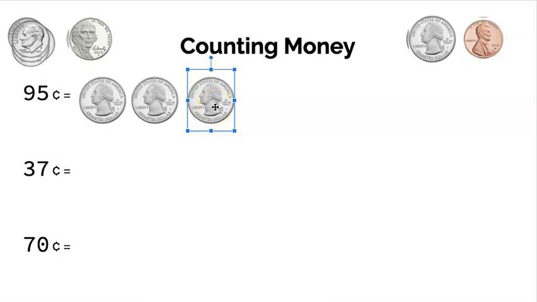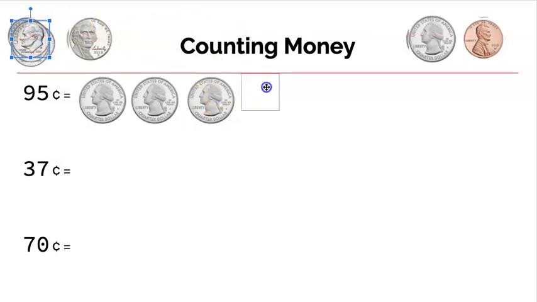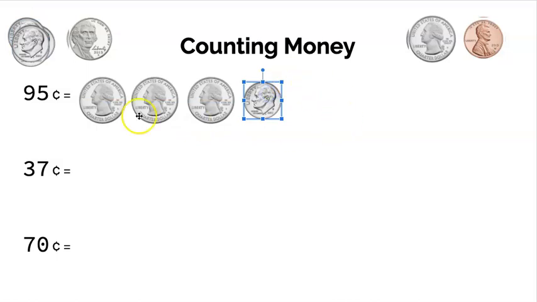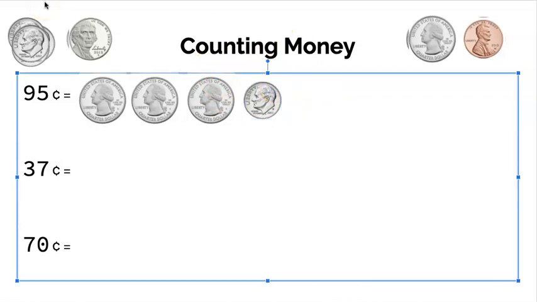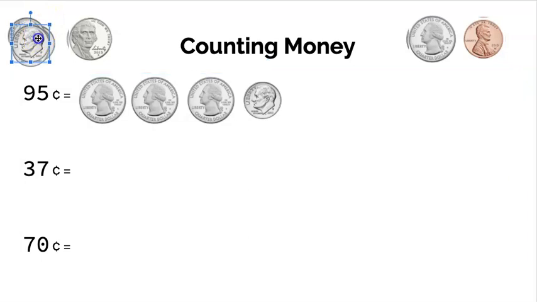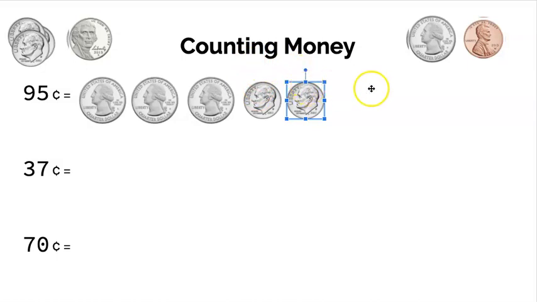What coin do I need to get 85? Here's 75. 75 plus 10 more is 85. 25, 50, 75, 85. What do we get at 95? 10 more. 95. 25, 50, 75, 85, 95.